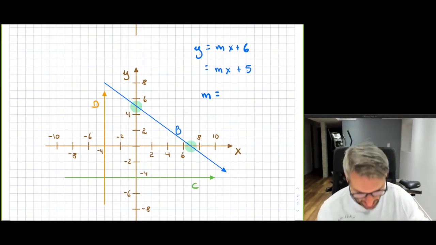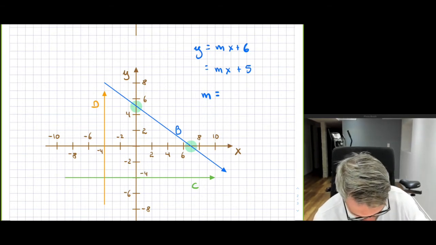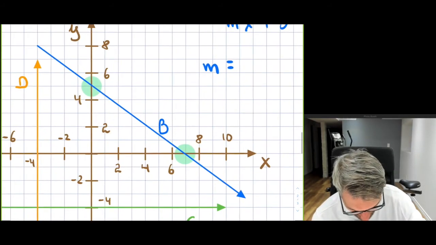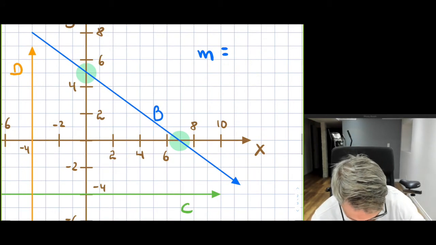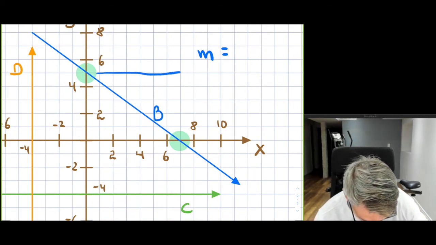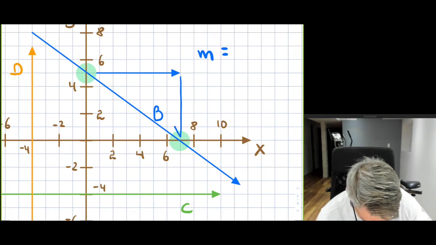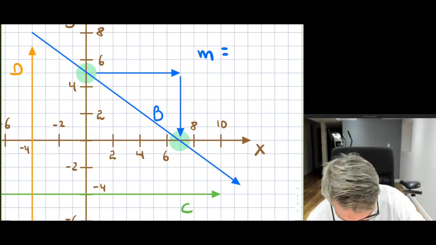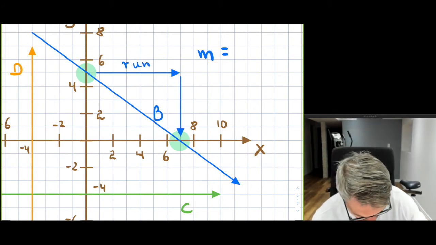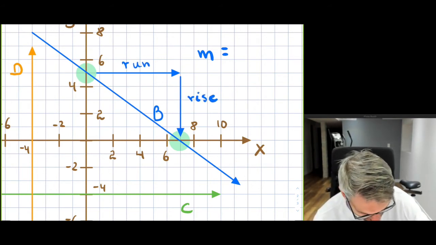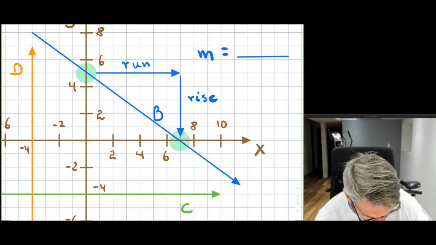So if I blow this up, okay, so here I'm going across all the way up to here, so that would be that. And then I can go and take this, okay, so that's coming down. So this is my run, and then this is my rise. So again, rise over run.